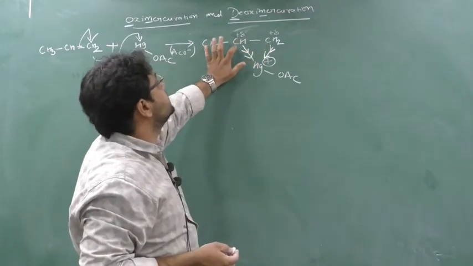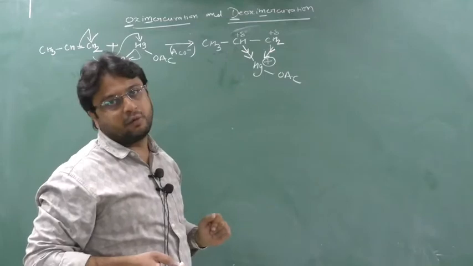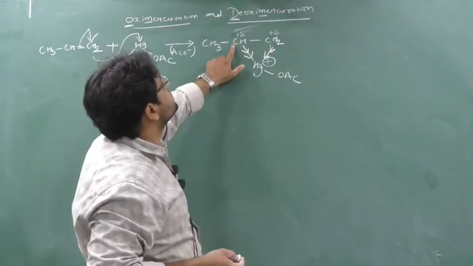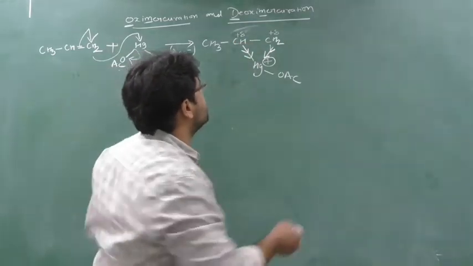Guaranteed this one, because it is forming a 2 degree carbocation, and 2 degree carbocation is more stable. So here the partially positive charge is more stable than this. So what will happen, you know?